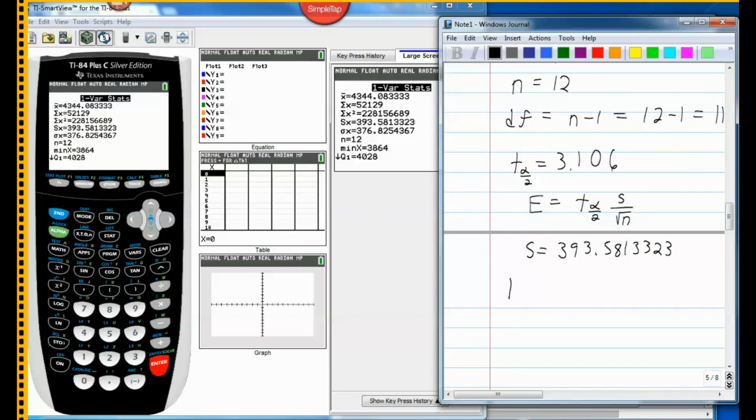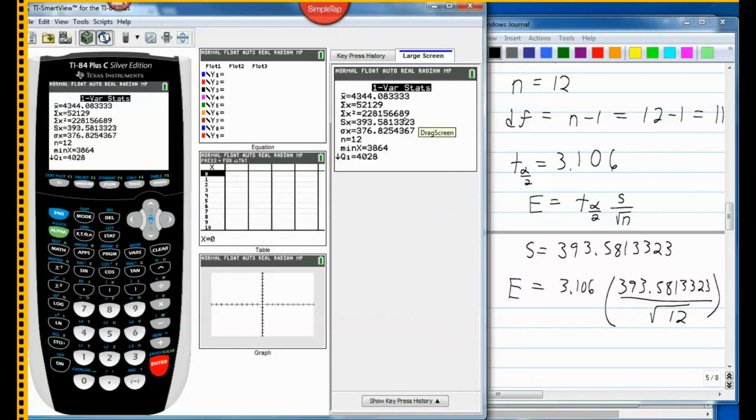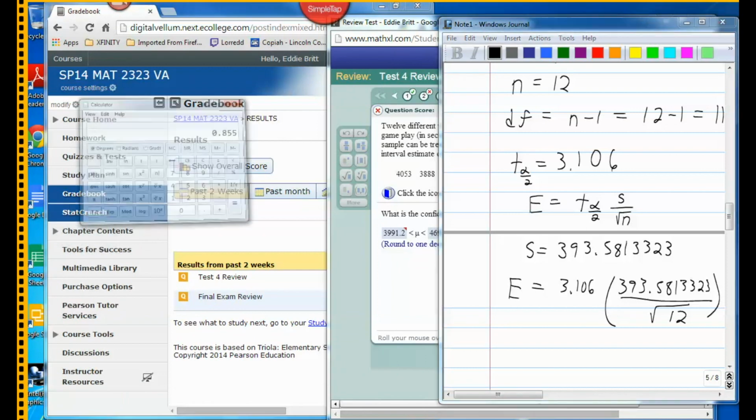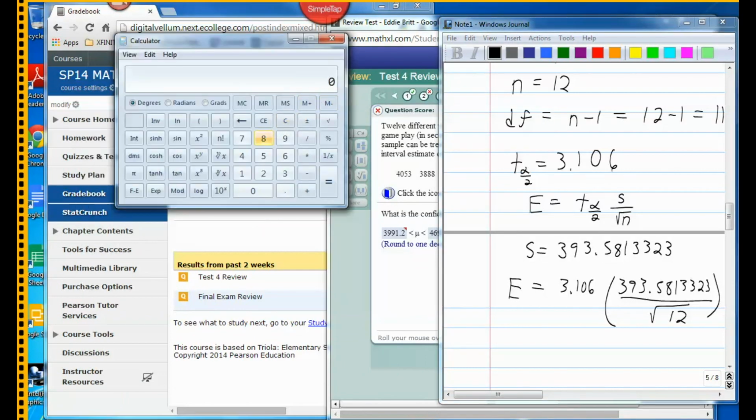And so now I can calculate my margin of error. That's going to be 3.106 times 393.5813323 divided by the square root of, what was n? 12. Okay, so I'm going to go back to my simpler calculator. I'm going to take this and divide first.